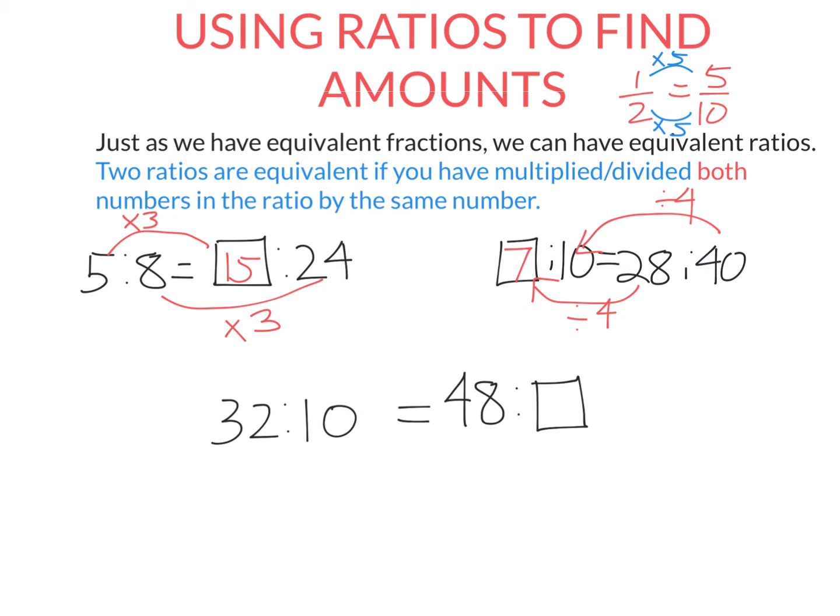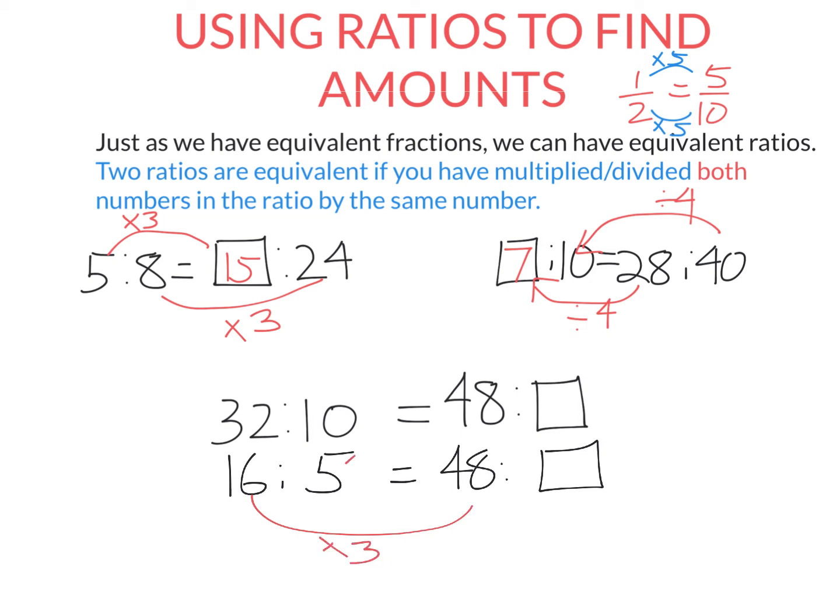32 and 10 have a common factor of 2. So I'm going to divide 32 by 2 and 10 by 2. This is going to make it a little easier for me. Now it's clear what to do. To go from 16 to 48, I times by 3. So that means I have to times the second number in the ratio by 3, and I get 15.